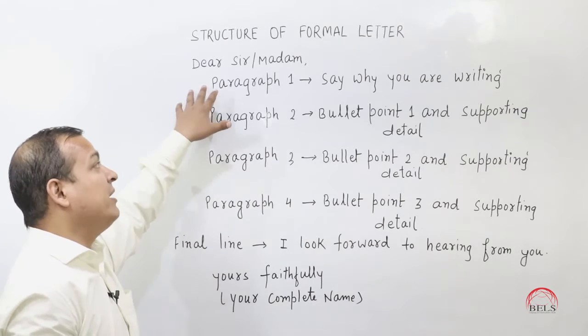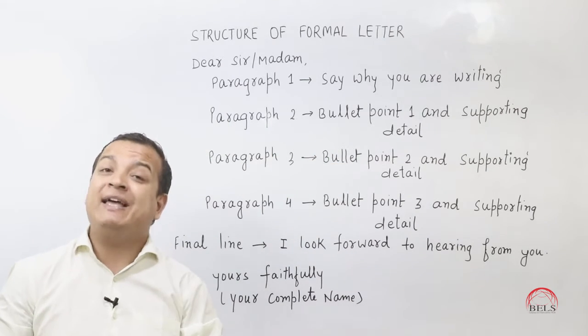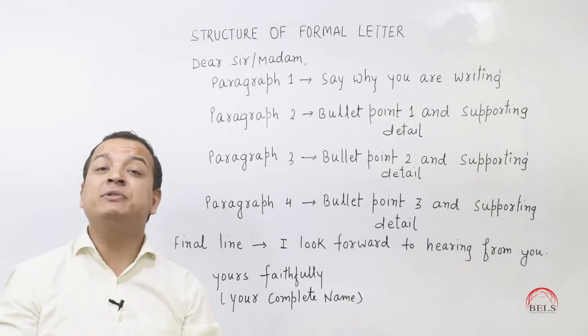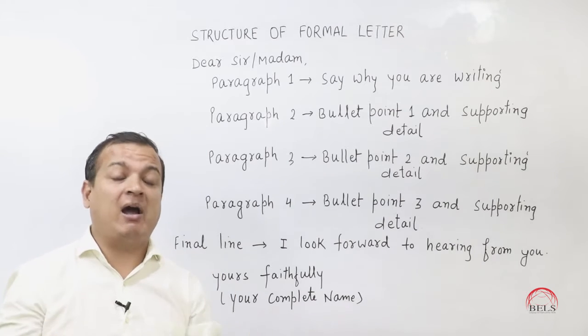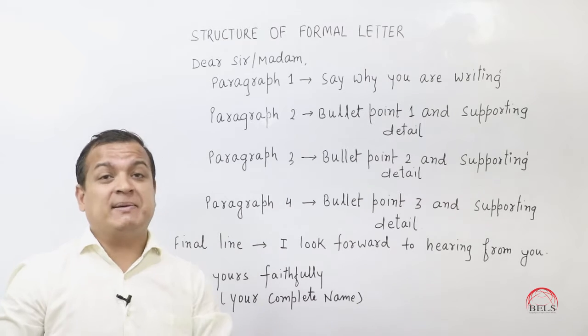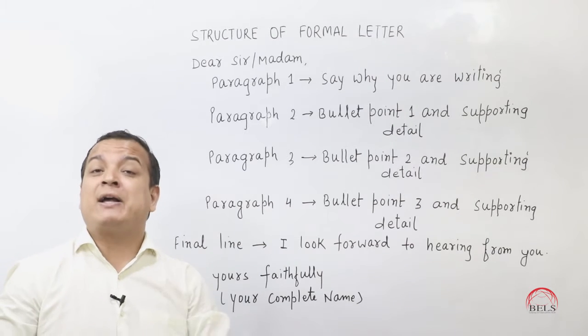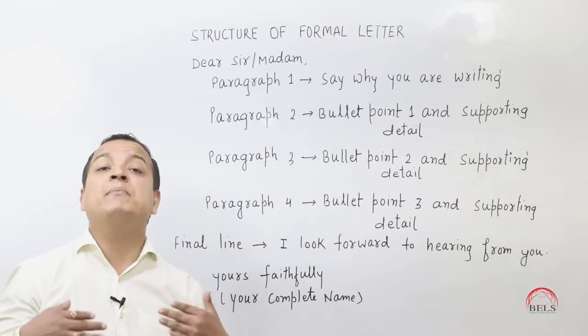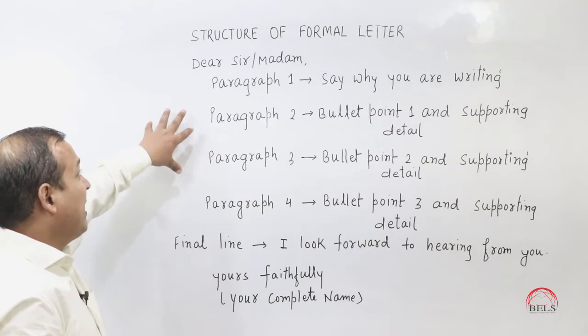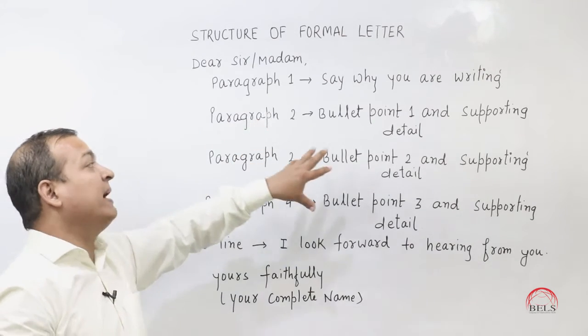Then in paragraph 1, you will state the purpose of the letter. That is why you are writing this letter. So you can use a line like "I'm writing this letter in reference to," or "Through the column of your esteemed newspaper, I'd like to draw your kind attention towards," or you can say "I'm writing this letter to complain about" such and such things. Then paragraph 2 will be a bullet point.